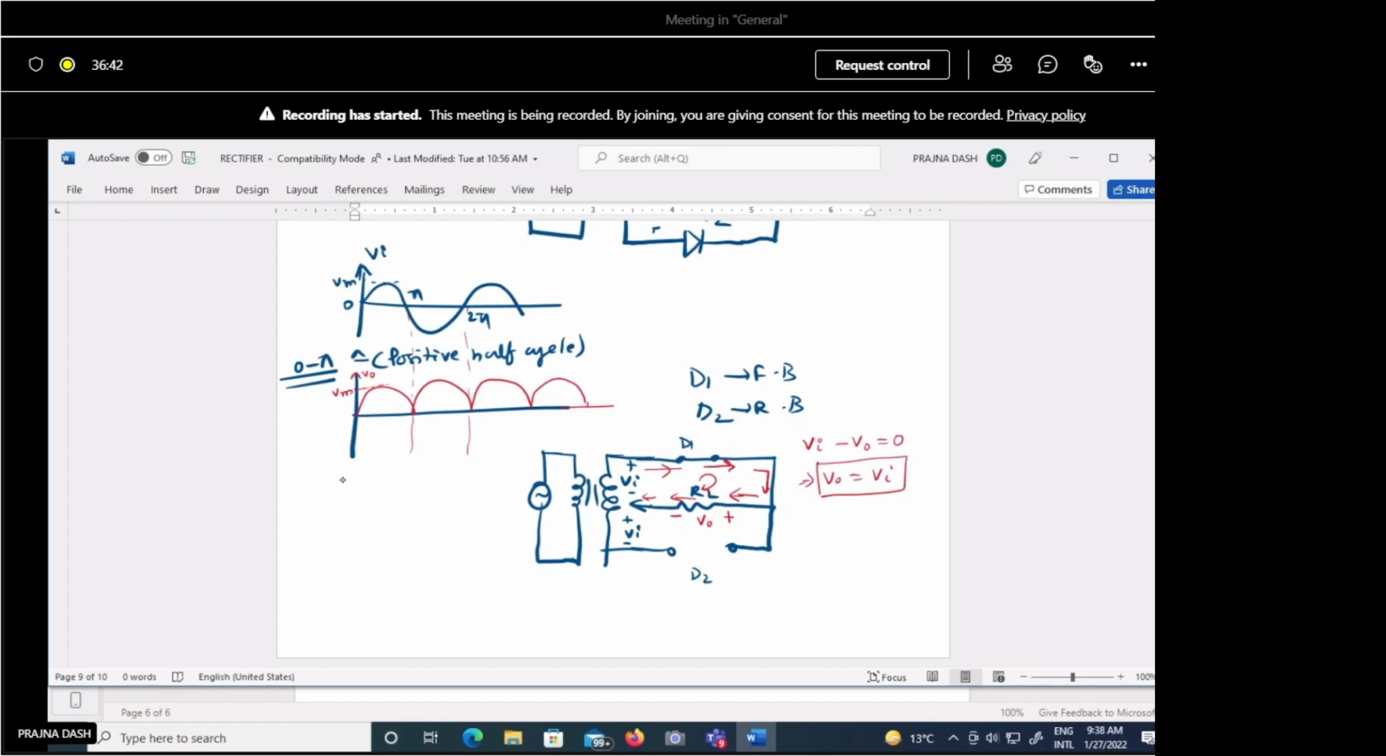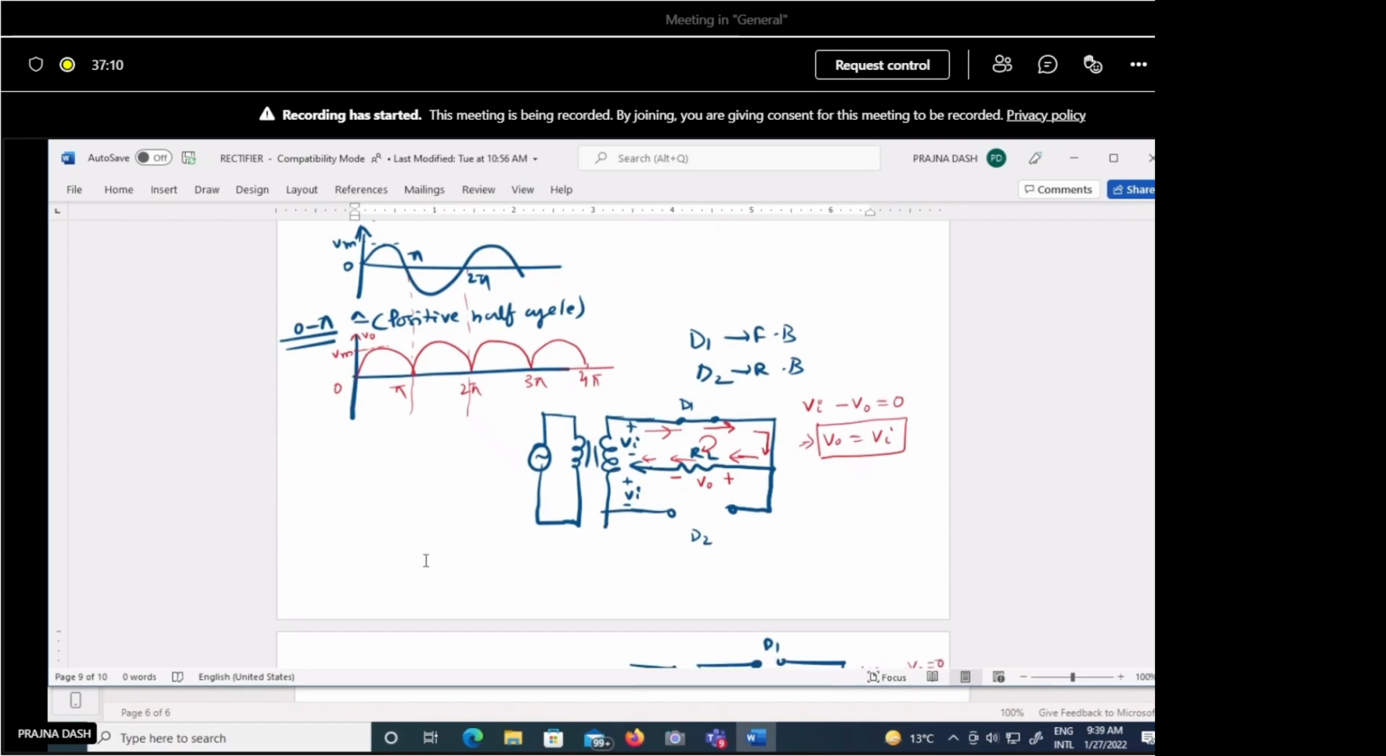Here this is pi, this is 2 pi, this is 3 pi, this is 4 pi, like this. So can you say, in the half wave rectifier circuit, what was the time period? In that case the time period was 2 pi. Here, what is the time period? Pi. So the time period is decreasing. As the time period is decreasing, the frequency is also increasing.